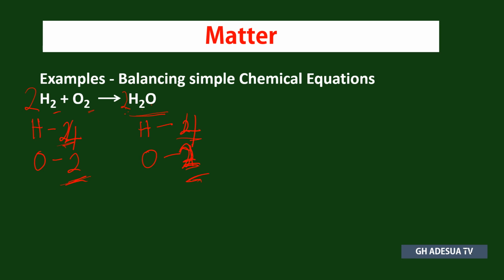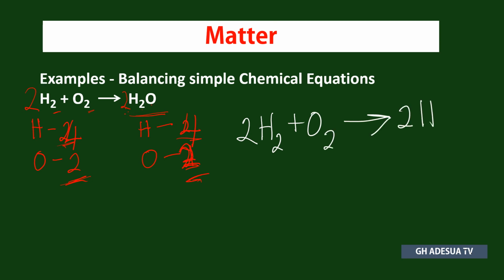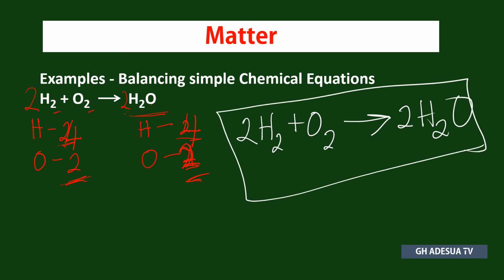So in effect, our final chemical equation balance is this: 2H2 plus O2 forms 2H2O. And that is our balanced chemical equation. We call the equation balanced because the number of atoms on the left hand side is the same as the number of atoms on the right hand side. So we go on to the next one.